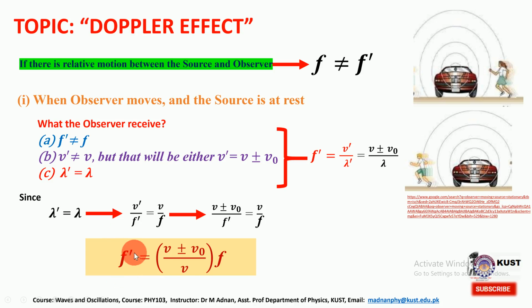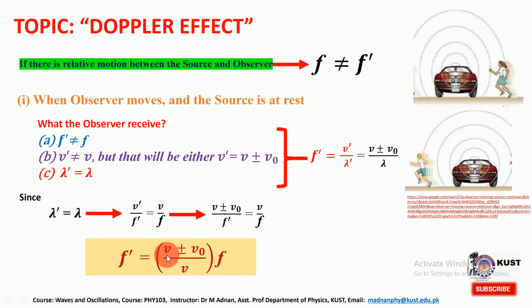we will have an expression for the shifted frequency, or the apparent change in frequency. We can see that f prime is not equal to f, but the two are related by this ratio. In the first situation, where we write v plus v naught, the frequency received by the observer will be greater than the source frequency, because we add some amount of velocity so that the numerator is greater than the denominator, and f prime will be greater than f.